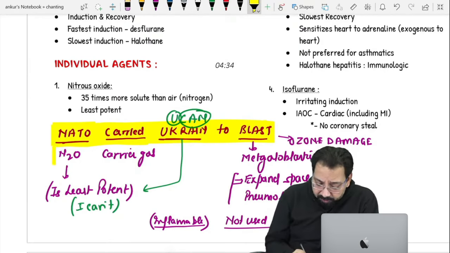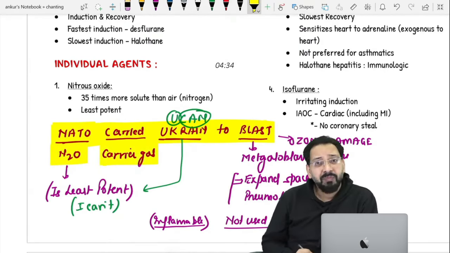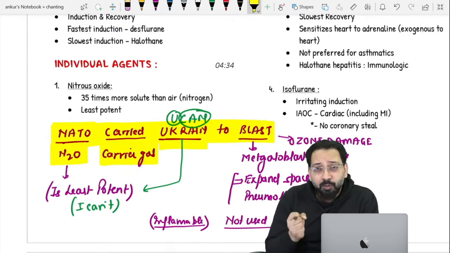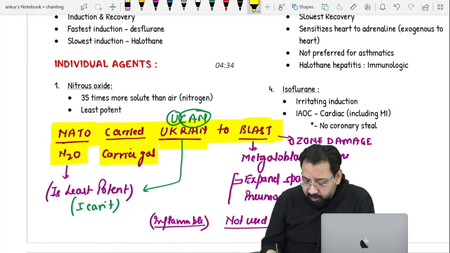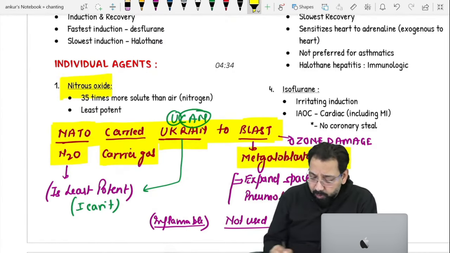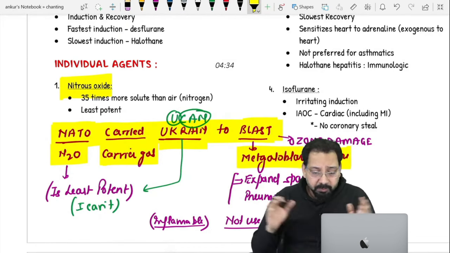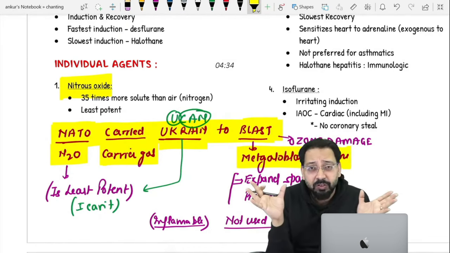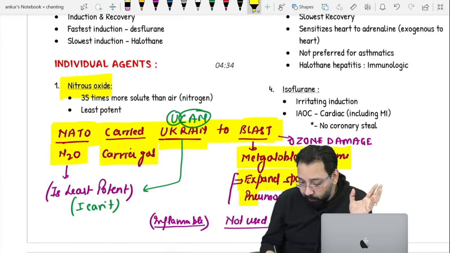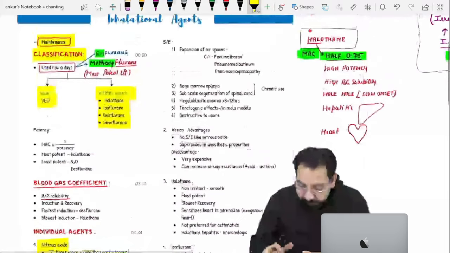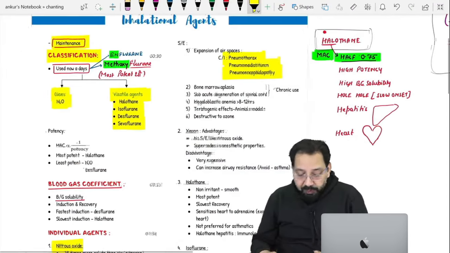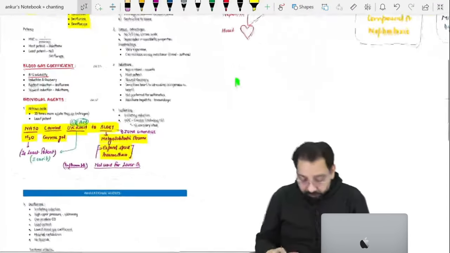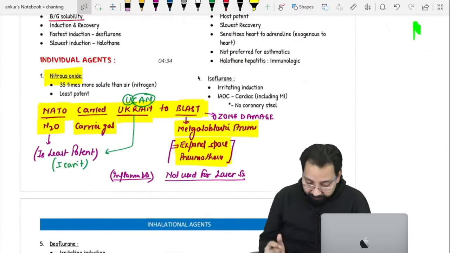NATO means N2O is a carrier gas. Yes, blast. So NATO blast, so megaloblastic anemia: N2O causes megaloblastic anemia. Whenever there is a blast, there is expansion. So it expands space; avoid it in pneumothorax, pneumomediastinum, pneumoencephalopathy. Wherever air space is there, it will expand. You all know that whenever there is a bomb blast, there is expansion of space.